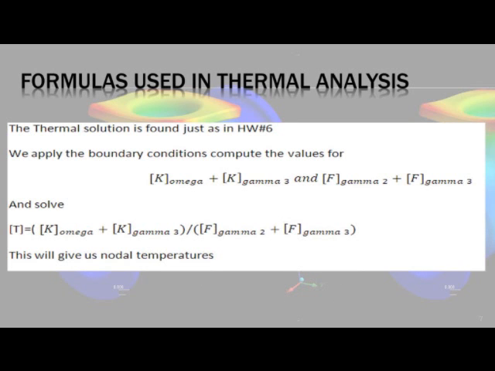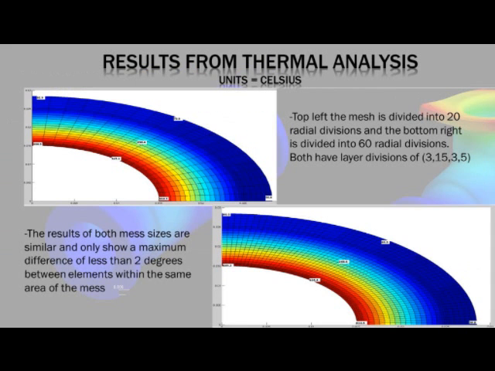We first need to find the temperatures at each node. This is done exactly as in homework 6. We first need to find the stiffness matrix contributions along with the force matrix contributions of each of the boundaries. Here we compare the temperature distribution of 2 plots with different mesh sizes. The upper left has 20 radial divisions, where the bottom right has 60 radial divisions.